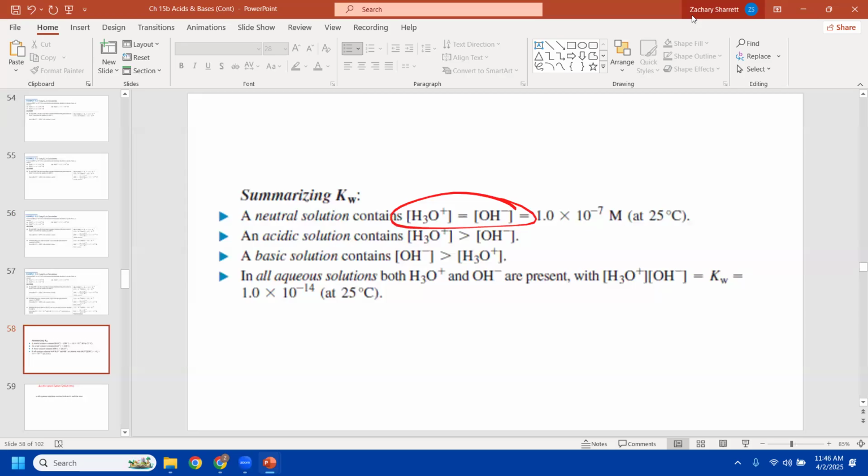So a neutral solution contains equal amounts of acid and base. An acidic solution contains more acid. A basic solution contains more base. This formula, Kw equals this number, which is equal to these two things, helps us solve for any of those concentrations when we're doing this stuff. Okay? So bring your calculators on Friday so we can start doing this.